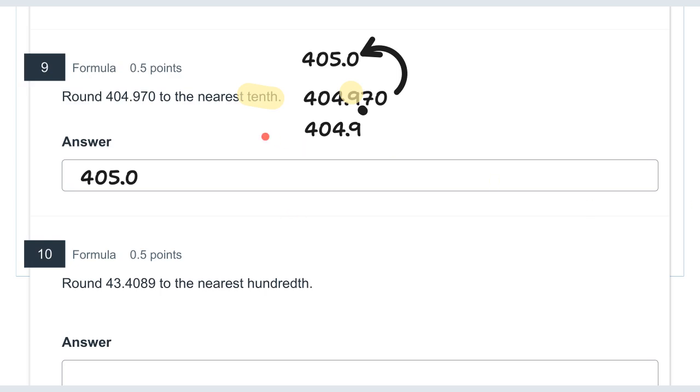And again, I am rounding to the 10th, so I like to make sure the last digit of my number here is in the 10th spot. I know it's a 0, it doesn't mean anything. If I just put 405 in that box, Canvas would not mark it wrong, but I like the 10th place, so I'm going to keep that 0 there.